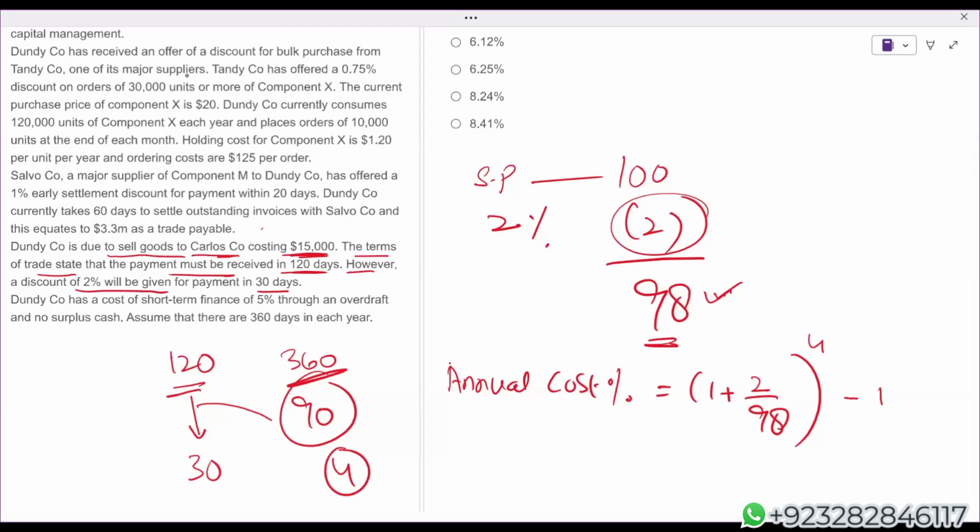Minus 1. Let us use the calculator. 2 divided by 98 plus 1, whatever comes, take the power 4, minus 1. Students, I'm getting the answer 0.0841, then multiplying by 100, I'm getting 8.416%. So obviously to 2 decimals, I'll go for 8.41%. Okay.